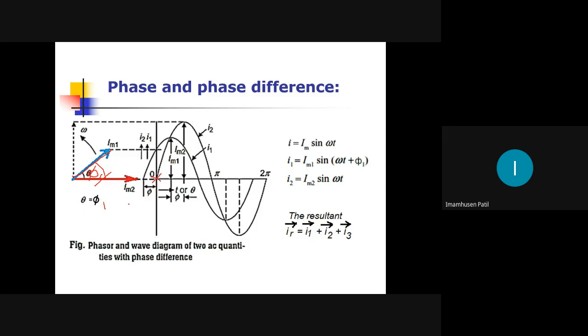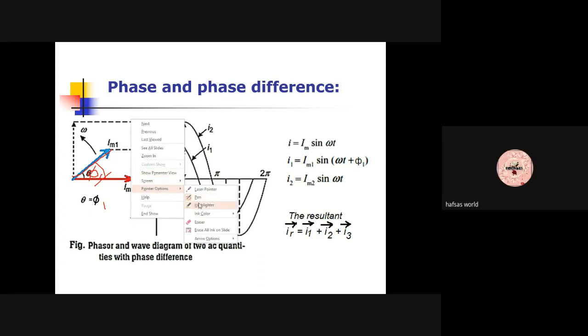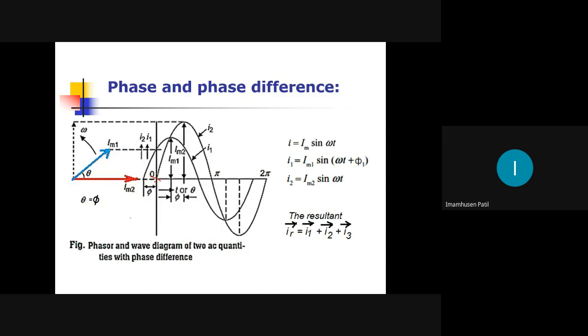At the zero crossing point, what is the voltage of I2? Is the waveform clear or not? Yes, sir. My question is, what is the voltage of I2 at the zero crossing point? Zero. Okay, here you can see zero. What is the value of I1 at the zero crossing point?